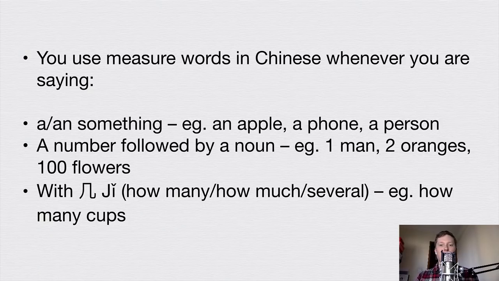So when do you use measure words in Chinese? Well, you use them whenever you want to say a something or an something, just like the examples you heard just now, like an apple or a phone or a person. And you also use measure words when you have a number followed by a noun. For example, 1 man, 2 oranges, or 100 flowers. There would be a measure word in between the number and the noun in these cases. And you also use measure words with the word for how many or how much, which in this case is 几. And there's another word for how many or how much, 多少, which you often use a measure word with. So with how many or how much, 几 or 多少, generally we will use a measure word. For example, how many cups? In Chinese, this would be how many, then a measure word, then cups. Okay, I hope that makes sense.